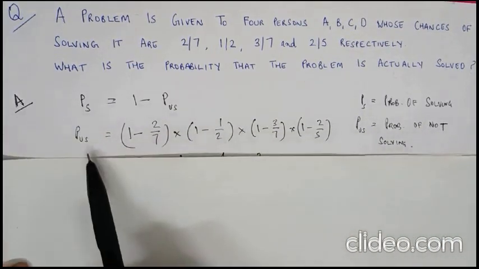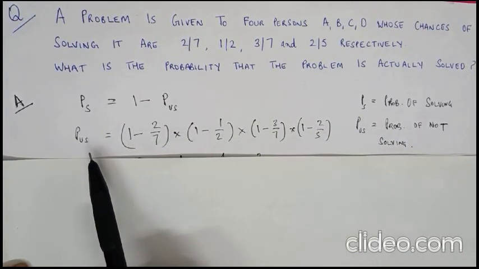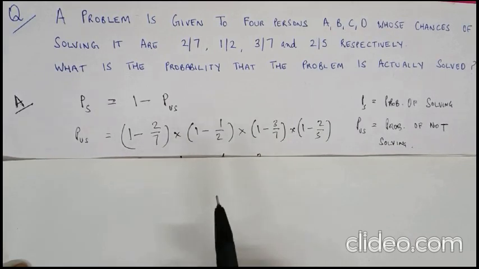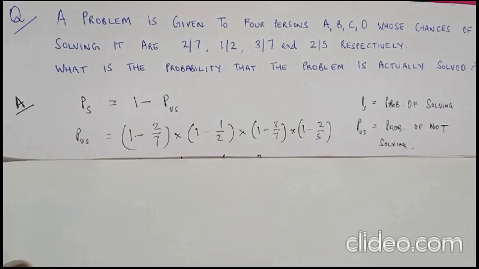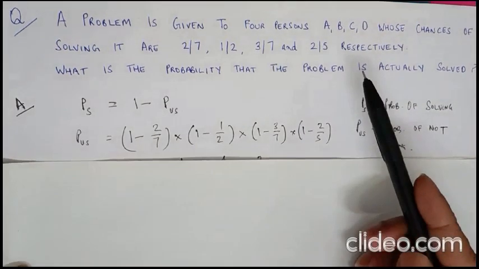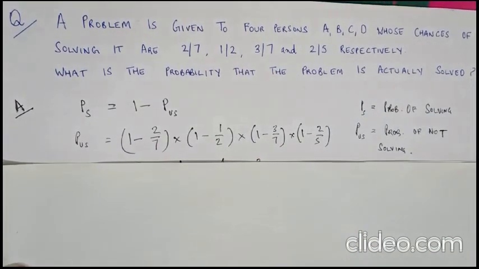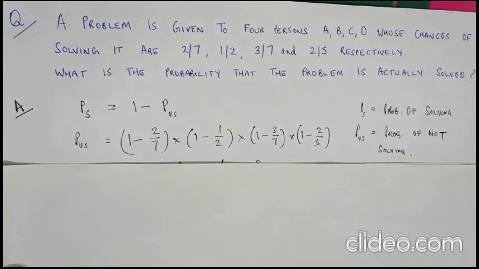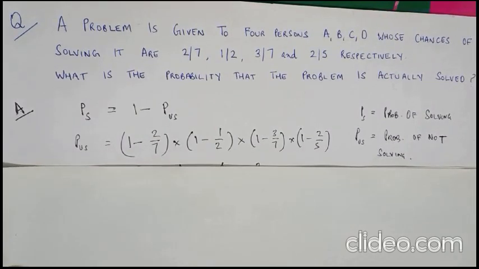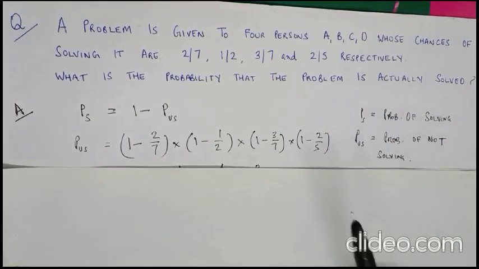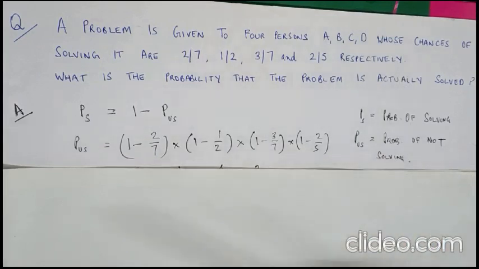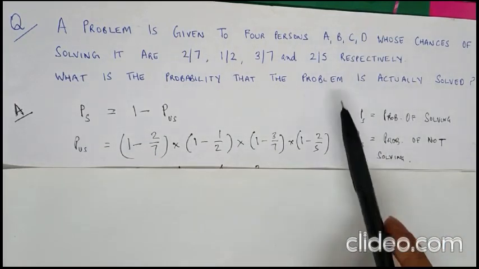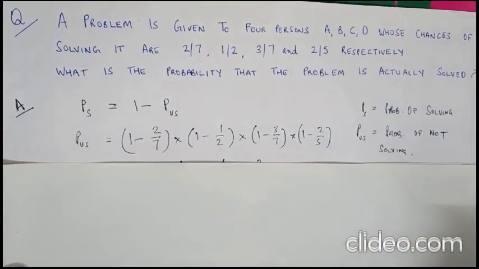Now, probability of not solving the problem is effectively equal to the total probability that none of these 4 people, A, B, C and D, none of them is able to solve the problem. If each of them is not able to solve the problem, it means that obviously the problem is not solved. But if any of them solve the problem, whether one, 2, 3 or 4 of them, that means that this problem is solved.